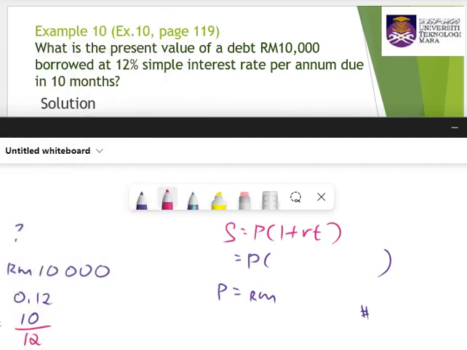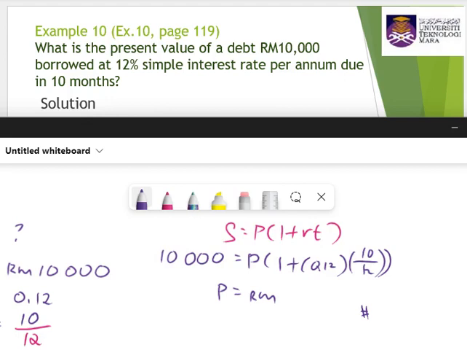Okay, so just substitute in respectively. So you have 1 add up with r, 0.12 multiply with 10 divided by 12. Okay, so your s here on the left is 10,000. Okay, so what is your p value then?